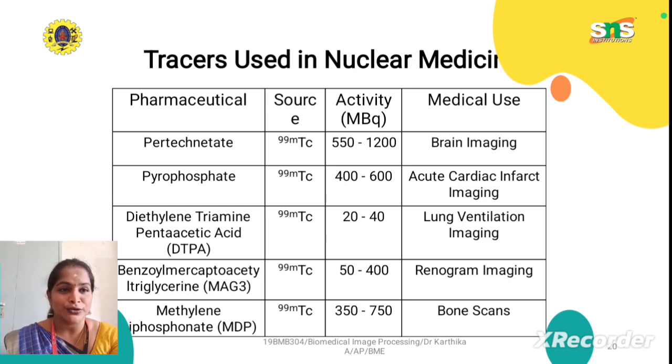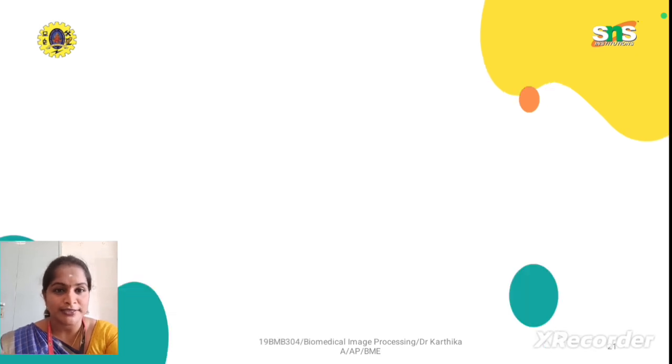Here I've listed some of the tracers used in nuclear medicine. The medical uses are normally brain imaging, acute cardiac infarct imaging, and lung ventilation imaging, where nuclear medicine plays a main role. Also renogram image processing, which is used for treating final stage cancers and issues related to internal organs especially. It is also mainly used for bone scans.